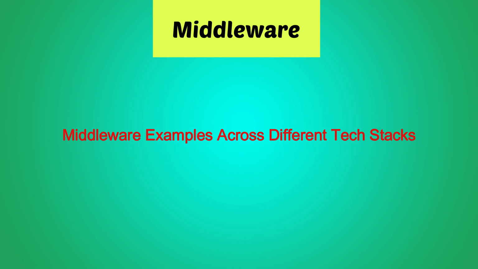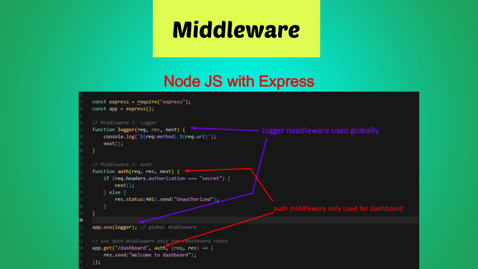Middleware example across different tech stacks. In Node.js, we use it like this. Here we are using logger middleware and auth middleware. On the dashboard route, we are using auth middleware, and we are using the logger middleware globally. So we have used app.use globally, not in a particular route, but in the dashboard route, we have used auth middleware.